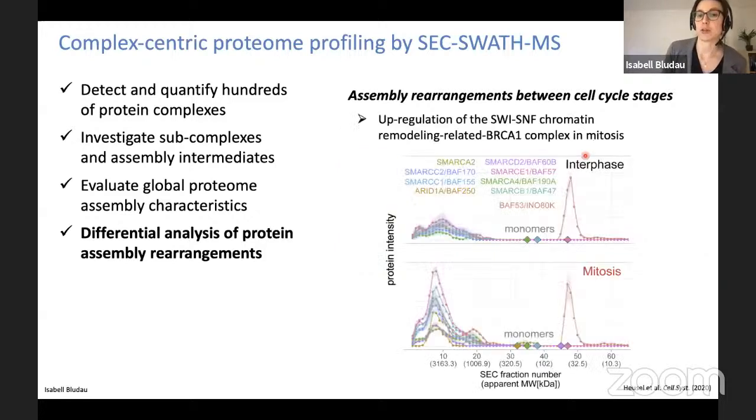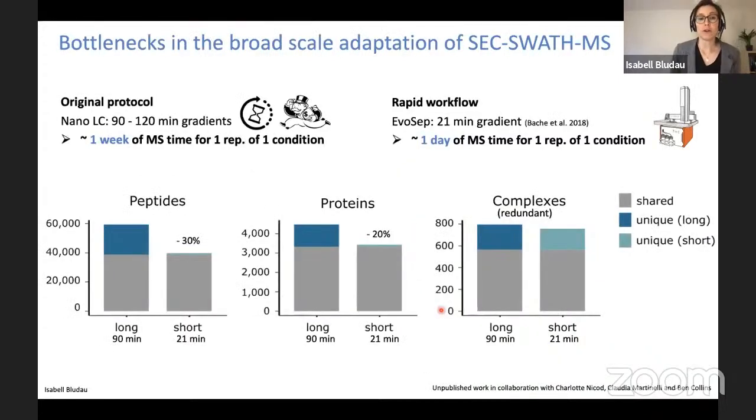Here I'm just showing a simple example of the chromatin remodeling related BRCA1 complex, and you can see all of the complex members of this BRCA1 complex are eluting here in the early SEC fractions in this experiment in interphase, and you can nicely see that all of them are significantly upregulated in mitosis, which is expected due to the experimental setup.